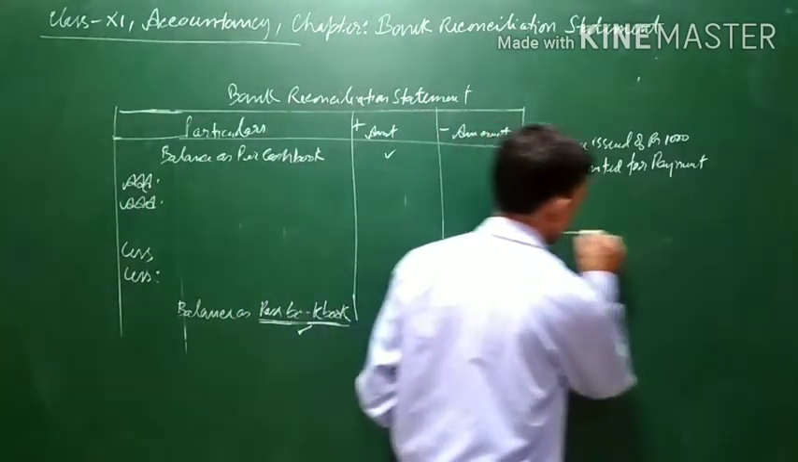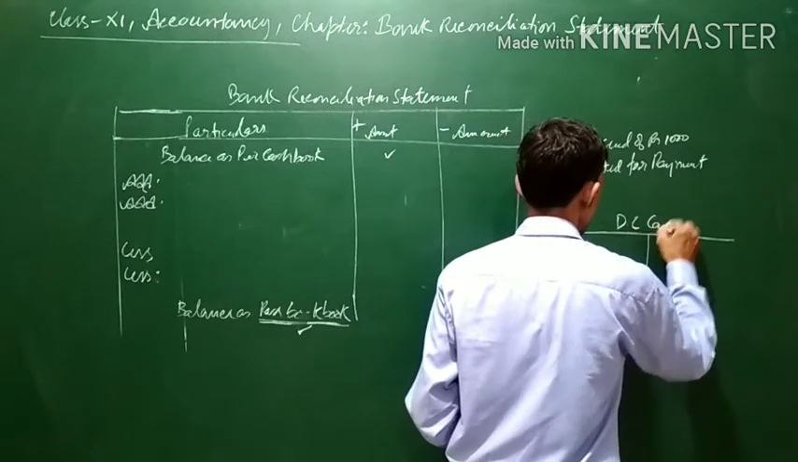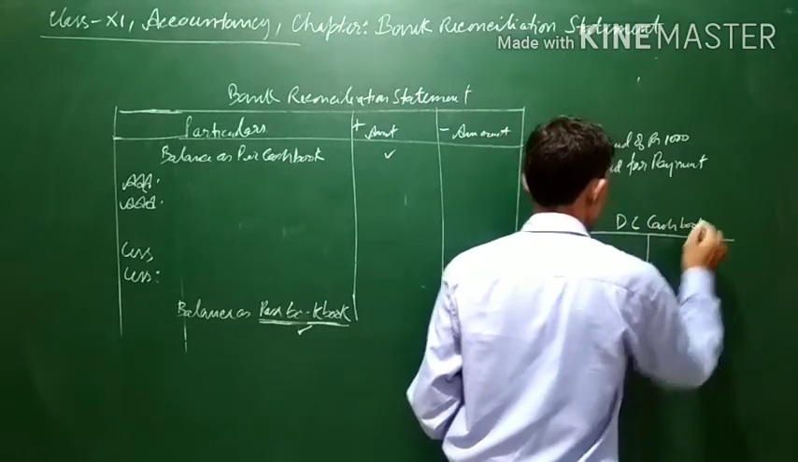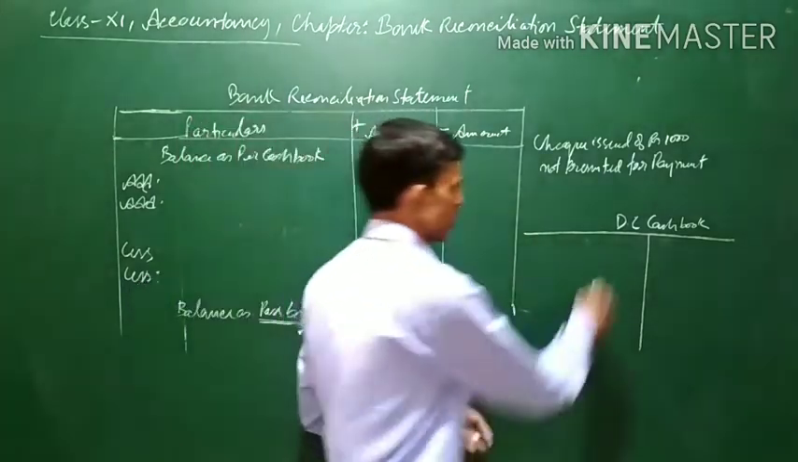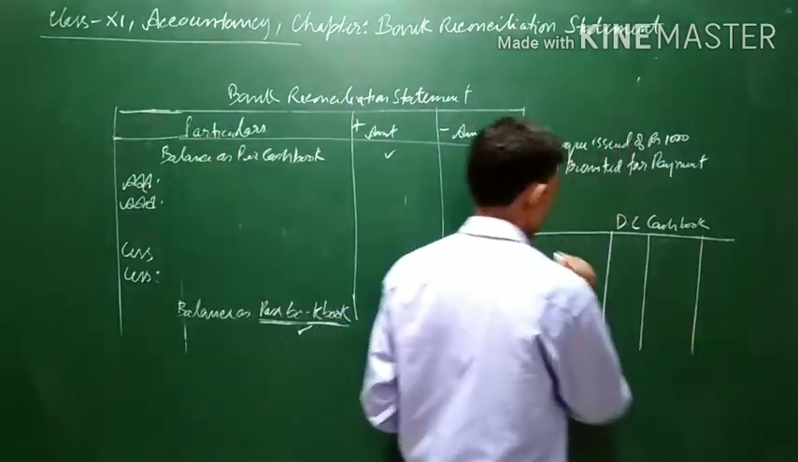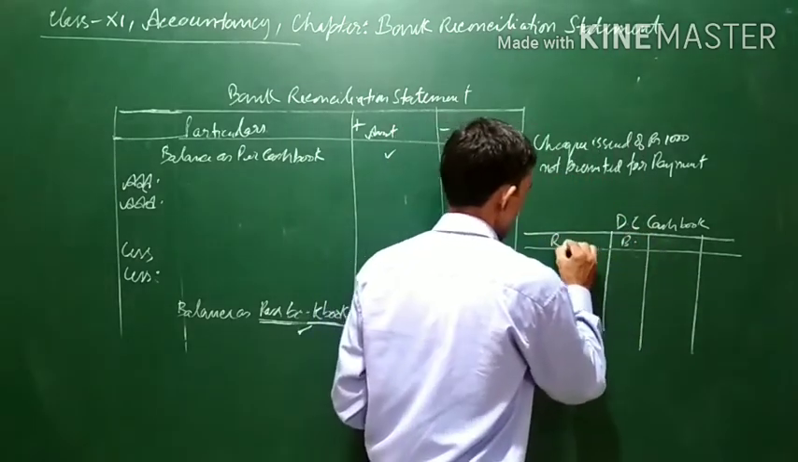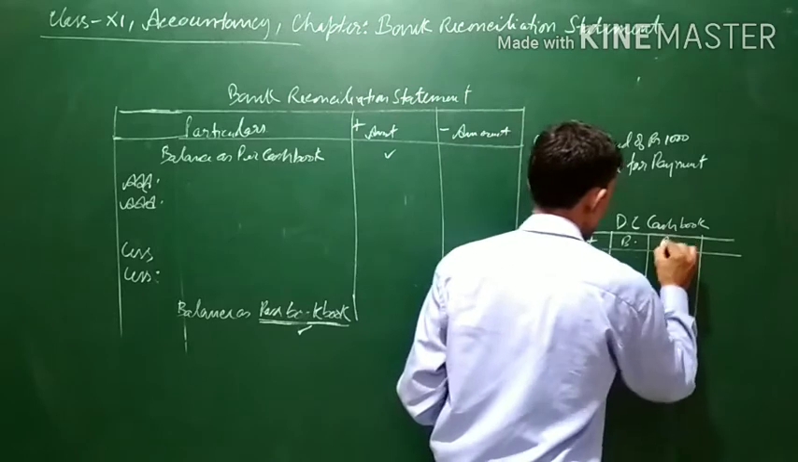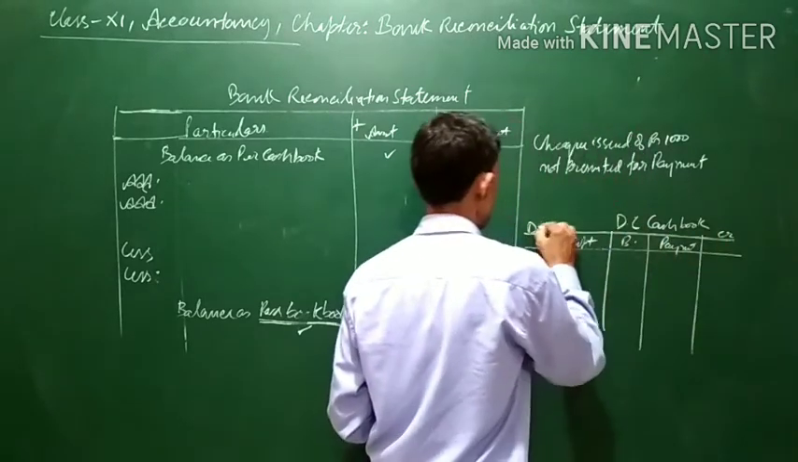Now what will happen? See, this is a double column cash book. Now we are preparing here only the bank column. I am drawing here the bank column only. This is for the receipt side, you know receipt, and this is the payment side. The credit side is payment and the debit side is receipt.